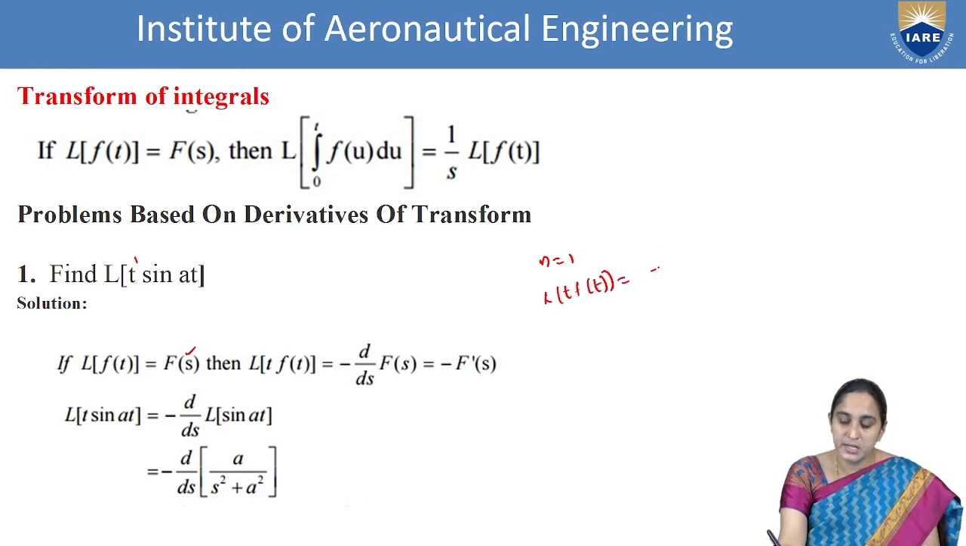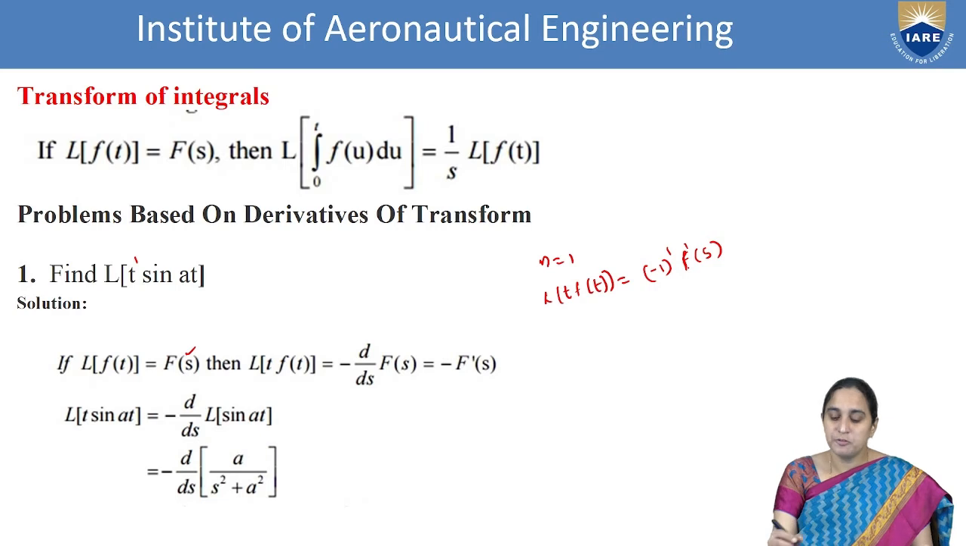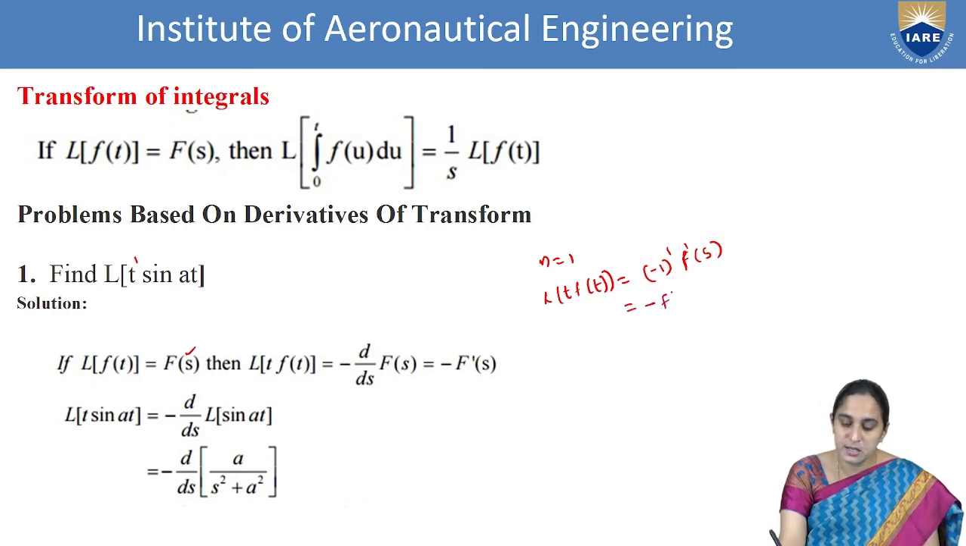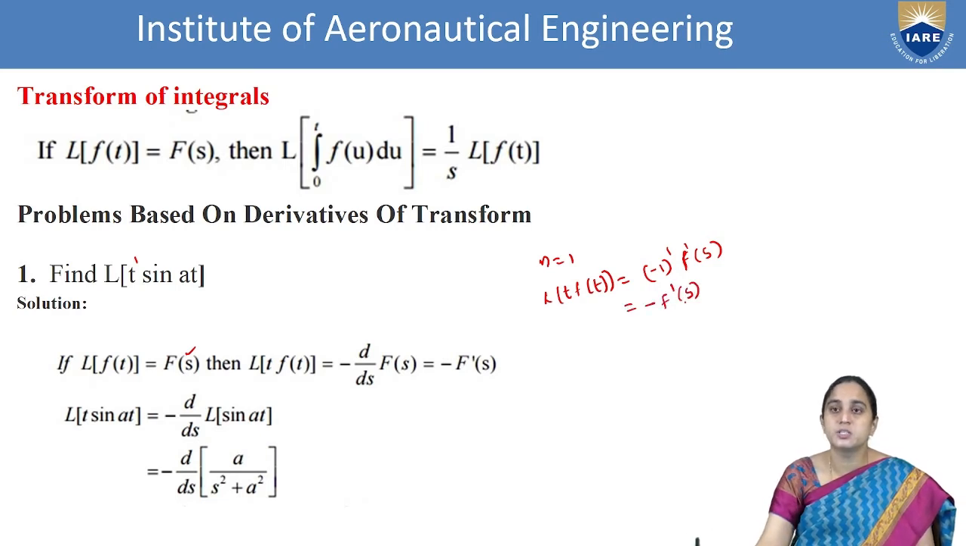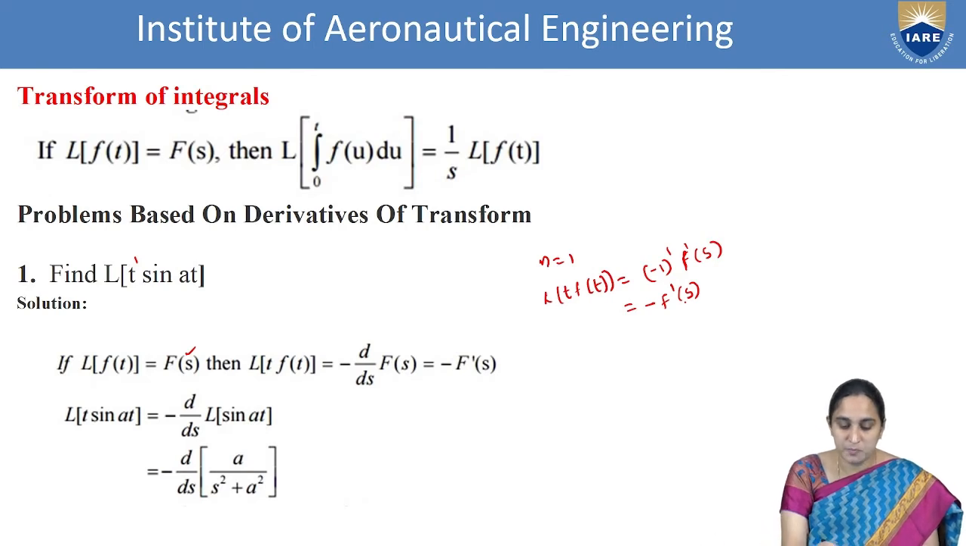That is (-1)^1 into f dash of s. This is the formula. Then simply I'll write that as minus of f dash of s. Then I'm applying that formula for the given question. Therefore, Laplace of t into sine at is equal to minus of f dash of s. F dash of s means what? Simply I'll write d by ds of Laplace of f of t.